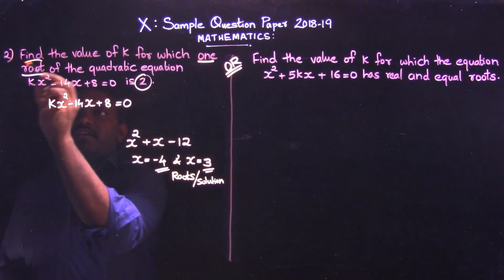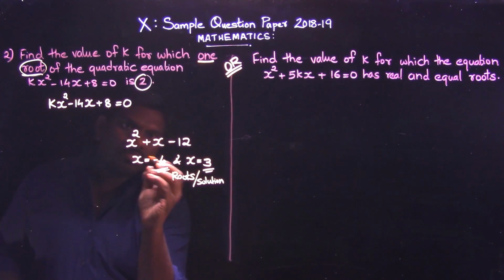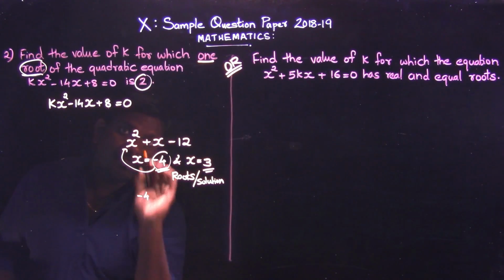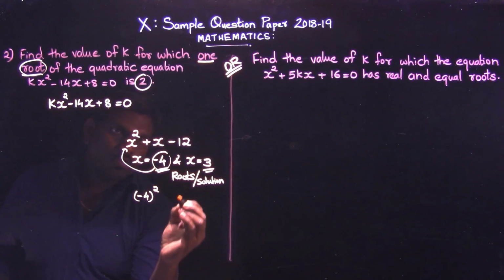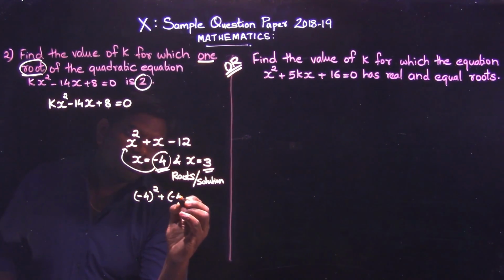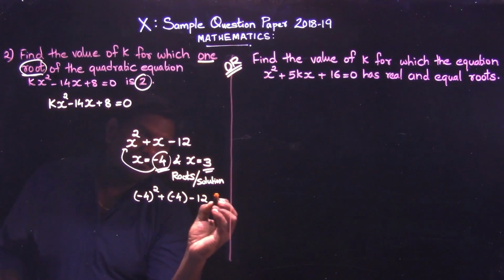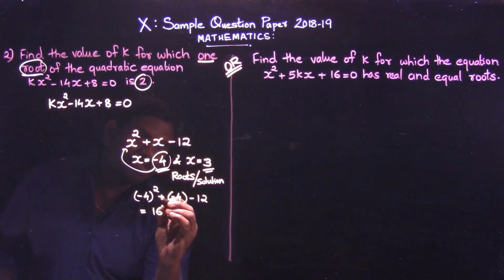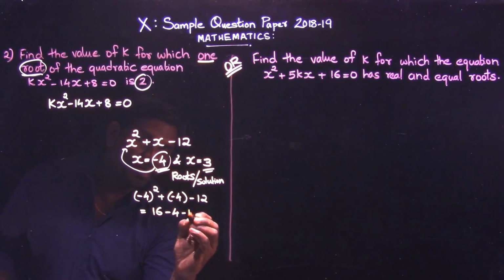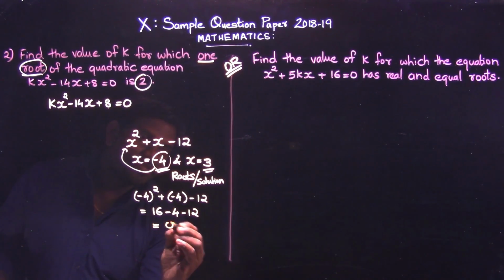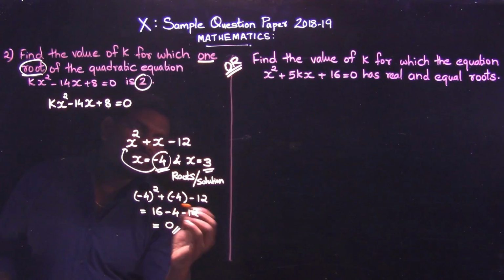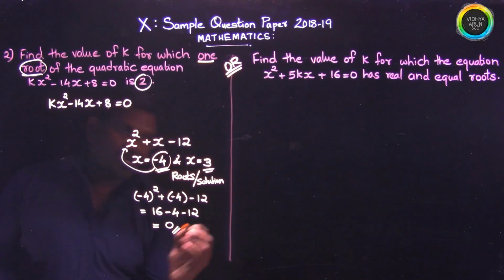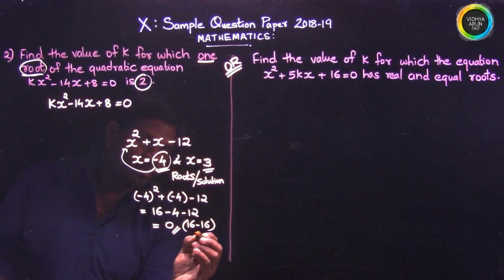If it's given that it's one of the roots, why? Because if I take minus 4 and substitute in this equation, minus 4 in the place of x, okay? So it's going to be minus 4 the whole square plus minus 4 minus 12. This in turn gives me minus 4 into minus 4 is 16. This plus and minus is going to be minus 4 minus 12, and you can see clearly that the answer is going to be 0, because minus 4 and minus 12 is minus 16. 16 minus 16 is 0. Isn't it?